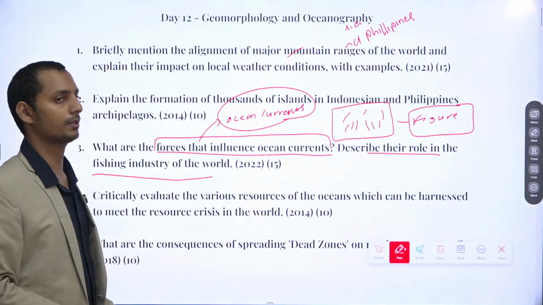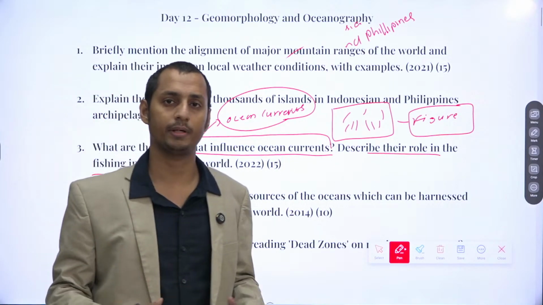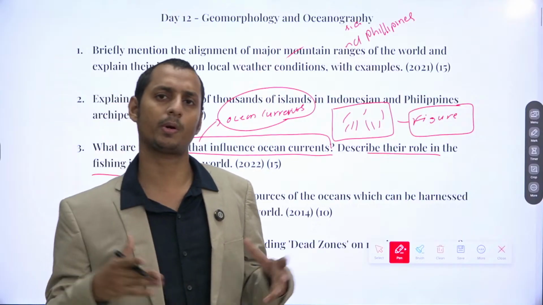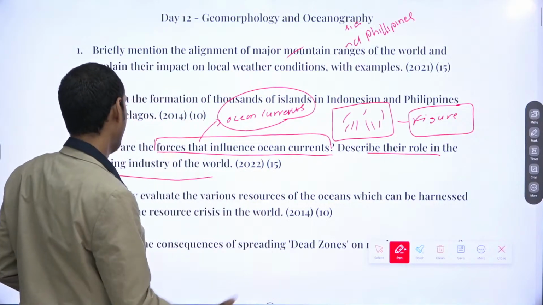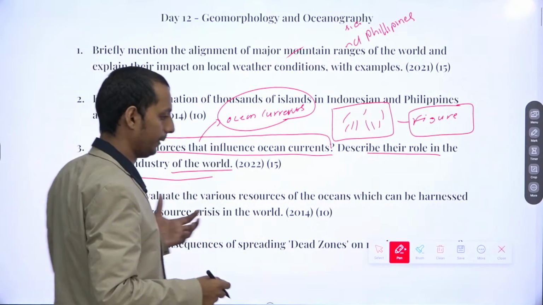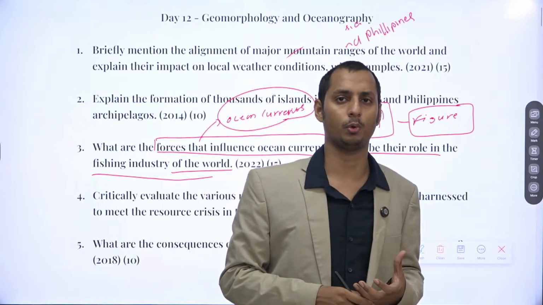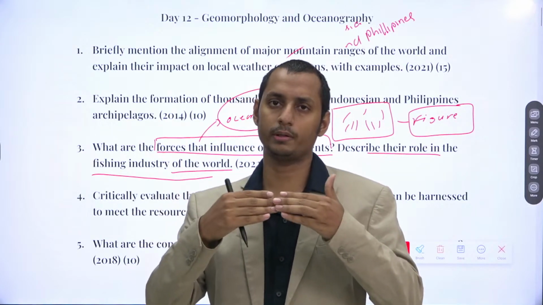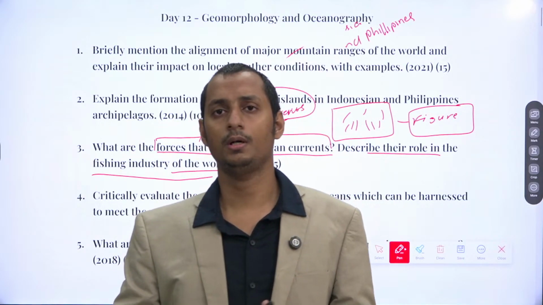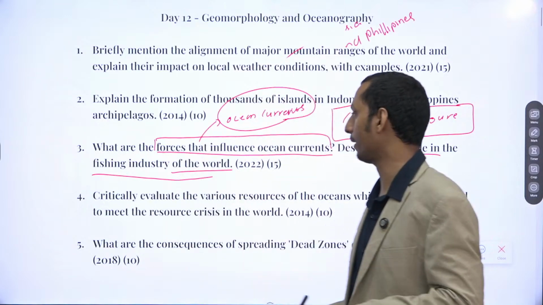You know, the winds, salinity, curvature of the earth, Coriolis force. So try to mention at least 6 to 7 points and describe their role in the fishing industry. You know, right? The salinity plays a major role. When the cold and warm ocean currents come together, it is one of the most productive areas. So try to mention at least 4 to 5 points regarding the same.